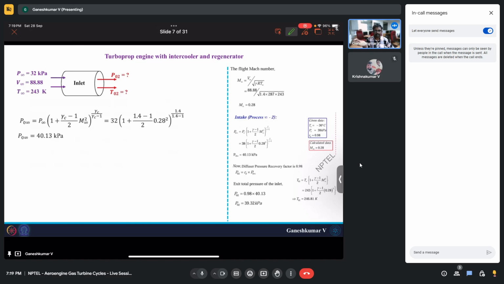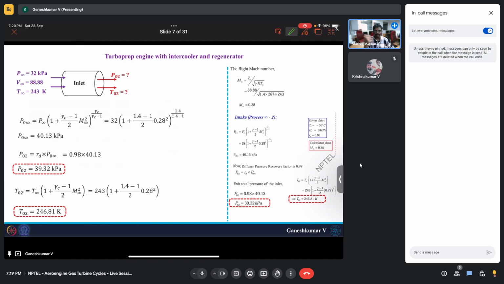So we would expect the pressure at the exit of the inlet to be the same as we got during the lectures, which is indeed true. We got the pressure and temperature at the exit of the inlet to be 39.32 kilopascal and 246.81 Kelvin. So this is about the inlet.